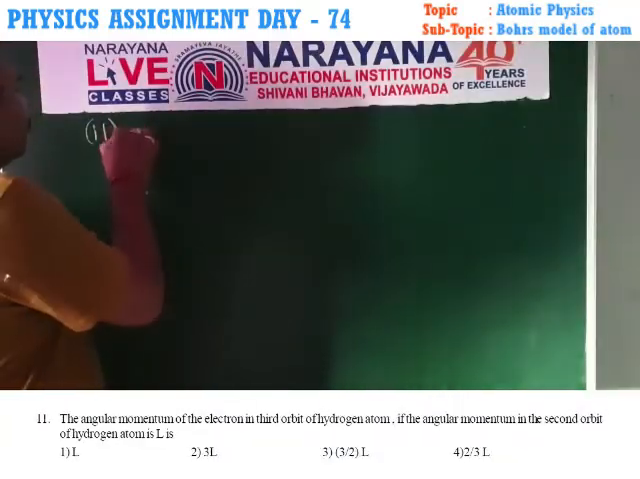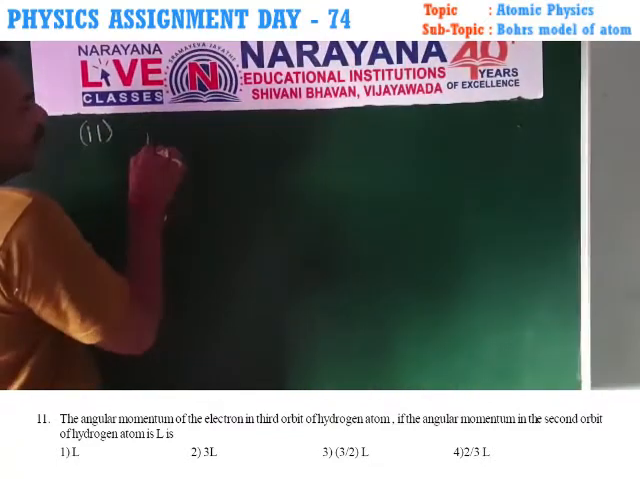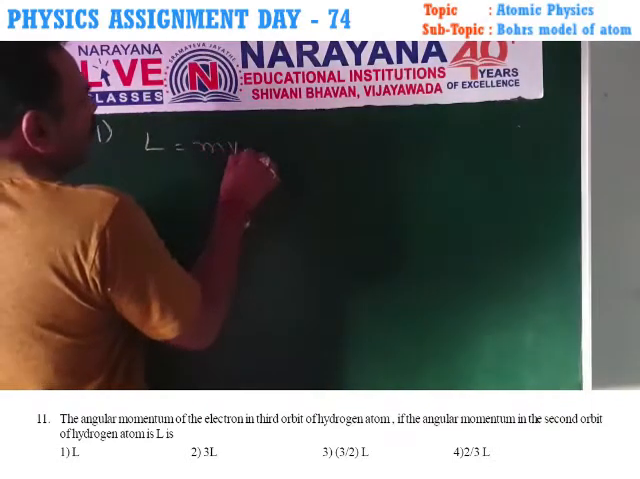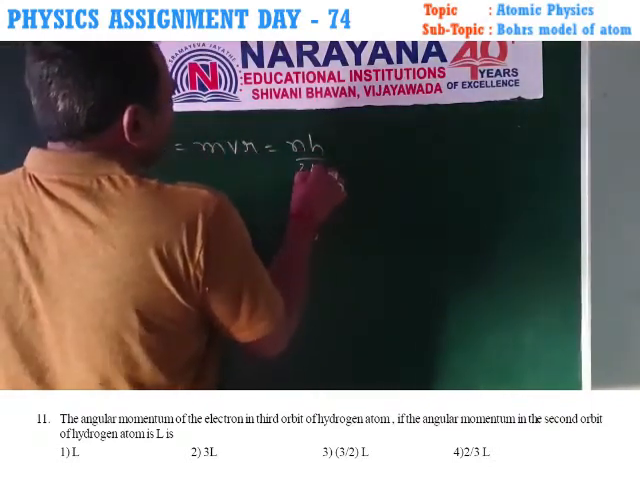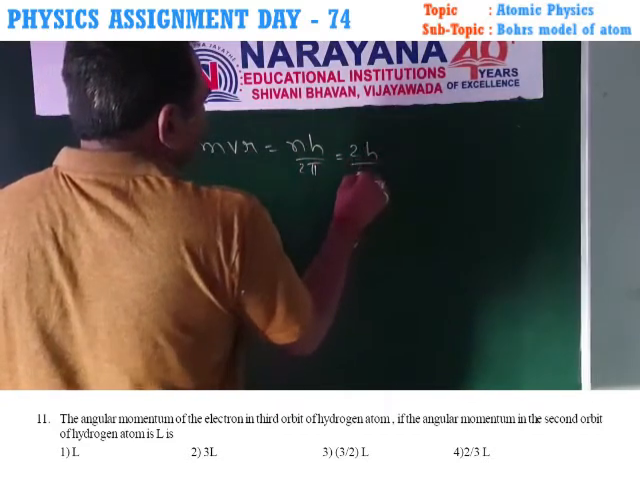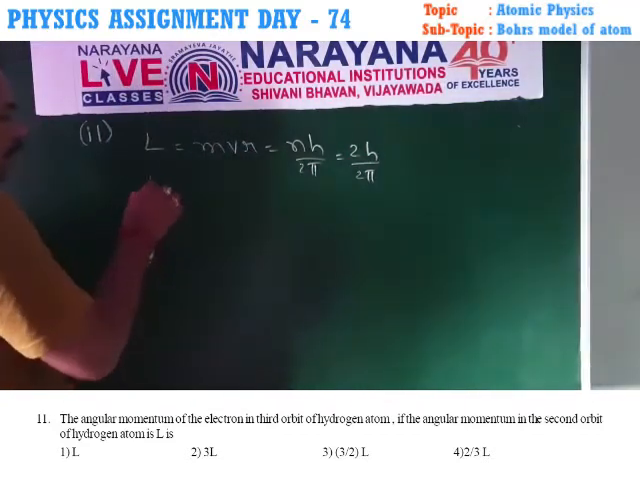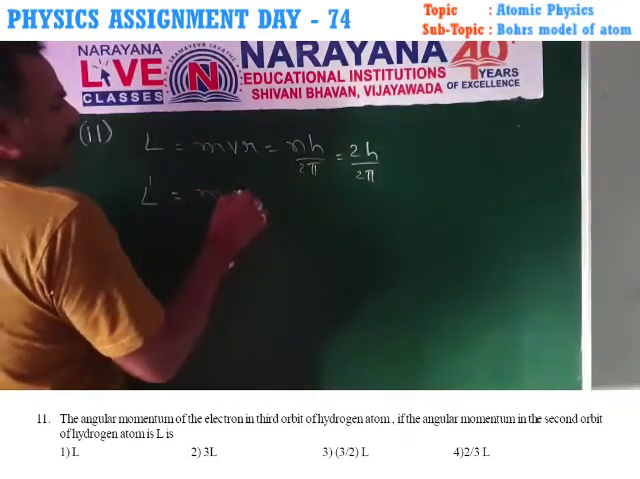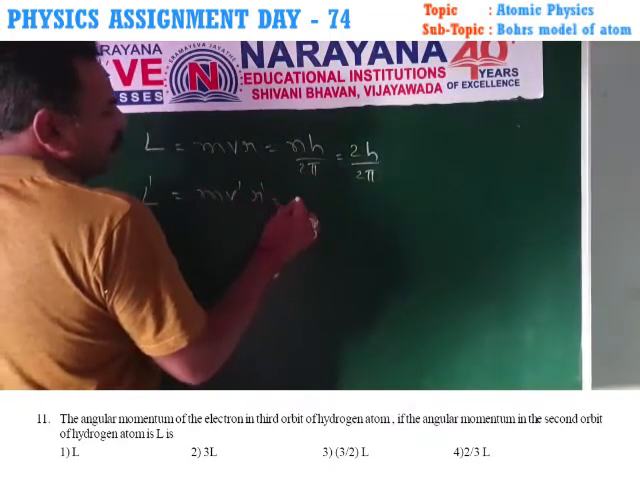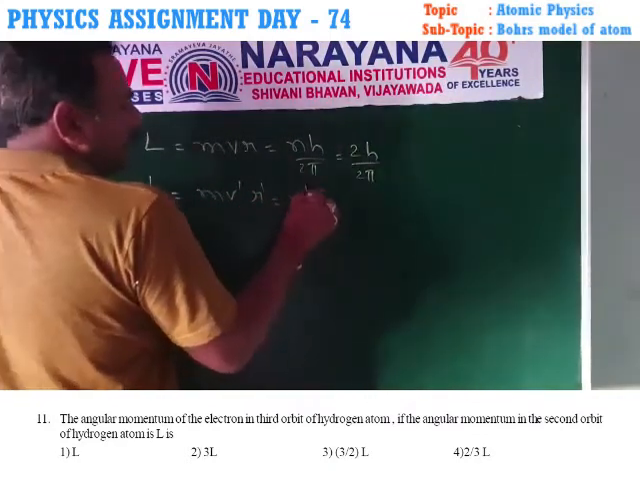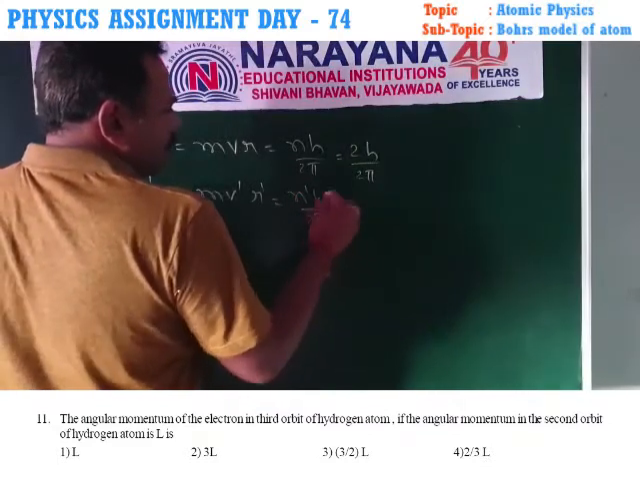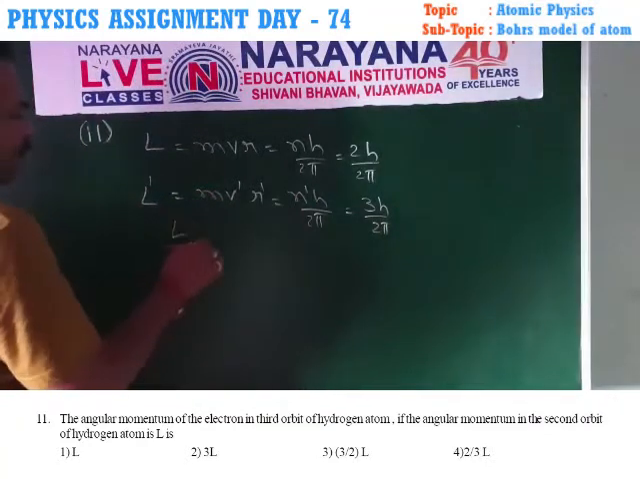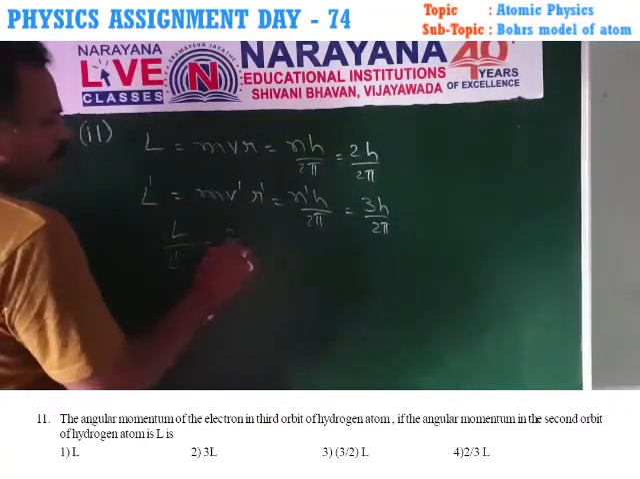Okay, in 11th sum, angular momentum of second orbit is given as L is equal to mvr is equal to n into h by 2 pi. Here second orbit, 2 into h by 2 pi. But you have to find the angular momentum for third orbit, which is equal to m v dash r dash is equal to n dash into h by 2 pi. This is the third orbit, 3h by 2 pi. So by dividing these two, L by L dash is equal to 2 by 3.